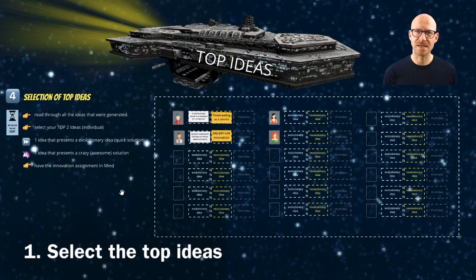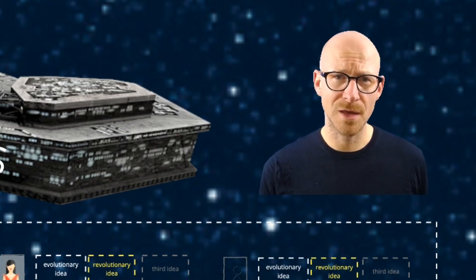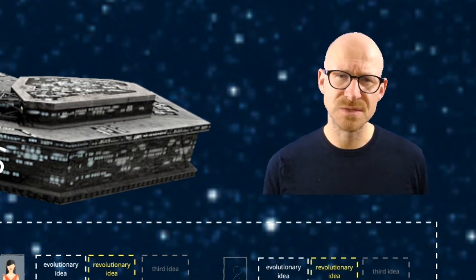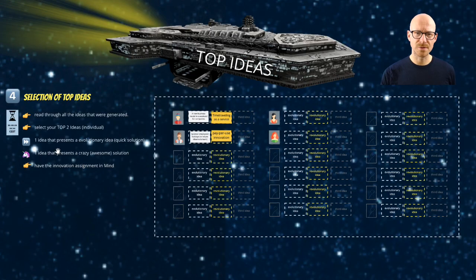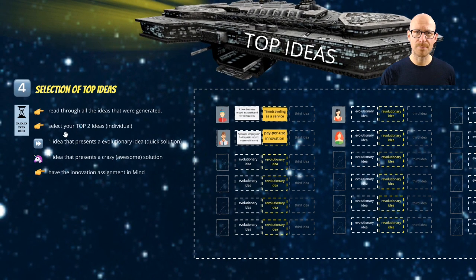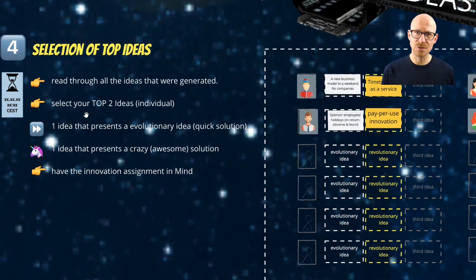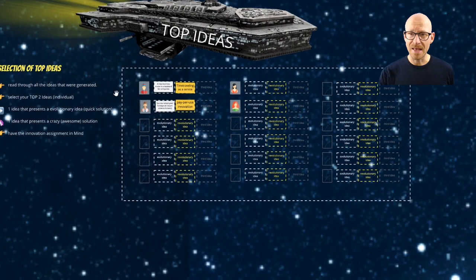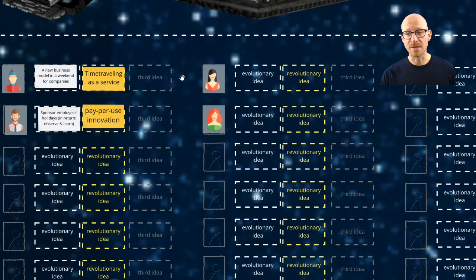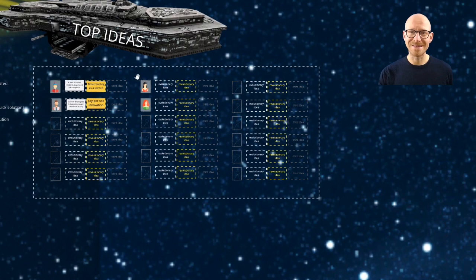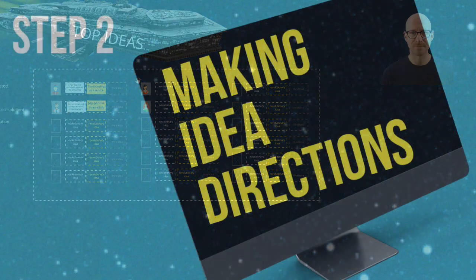The first step is selection of top ideas. We had no good experiences with clustering, voting, or sorting these huge amounts of ideas. That's why we went a different way. We do this process asynchronously. It is the last step of the ideation workshop, and every participant can choose his top ideas. One should be a really quick solution, and the other one should be a crazy awesome solution. He should always have the innovation assignment in mind, and he can also place a third spare idea. At the end, we have at least 40 top ideas.